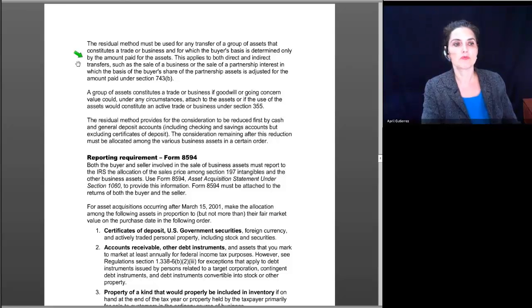This applies to both direct and indirect transfers, such as the sale of a business or the sale of a partnership interest in which the basis of the buyer's share of the partnership is adjusted for the amount paid under Section 743(b). A group of assets constitutes a trade or business if goodwill or going concern value could, under any circumstances, attach to the assets or if the use of the assets would constitute an active trade or business.